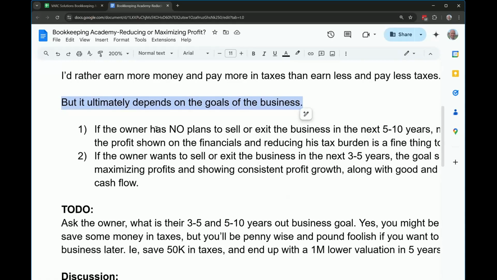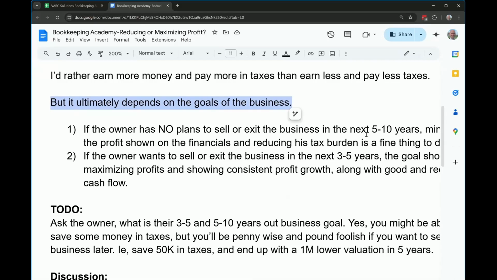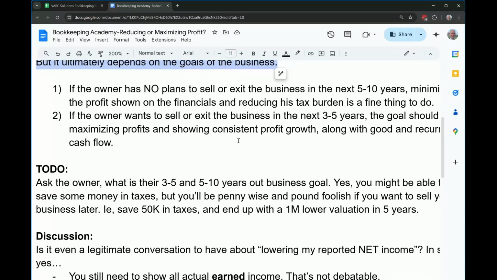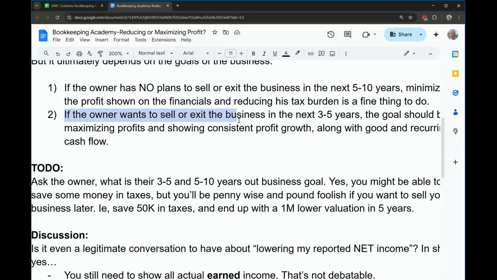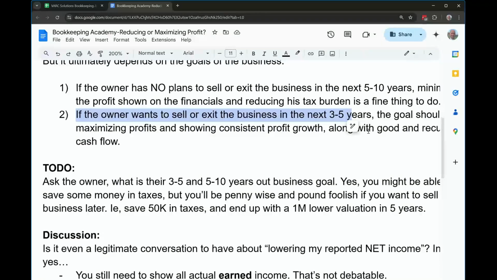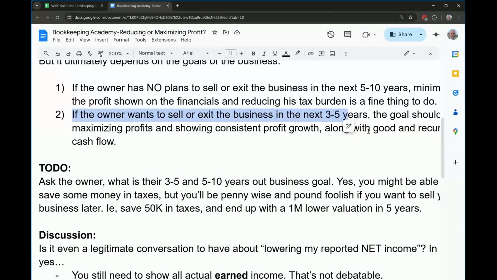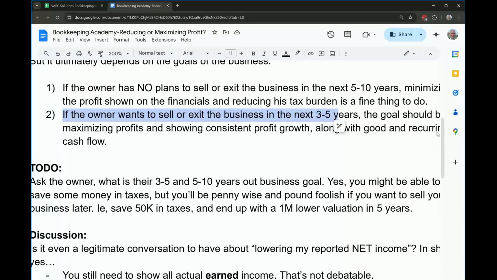So, like I mentioned, if there's no plans to sell or exit in the next 5 to 10 years, yeah, your goal might be to reduce your profits so that you can pay less in taxes, ultimately saving more money over time. However, if the owner wants to sell their business or exit their business in the next 3 to 5 years, the goal truly should be to maximize profits and show consistent profit growth along with good and recurring cash flow. Okay, so why is that?